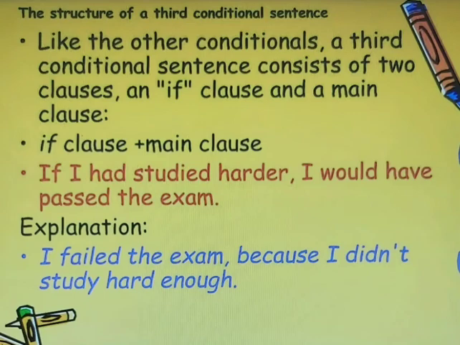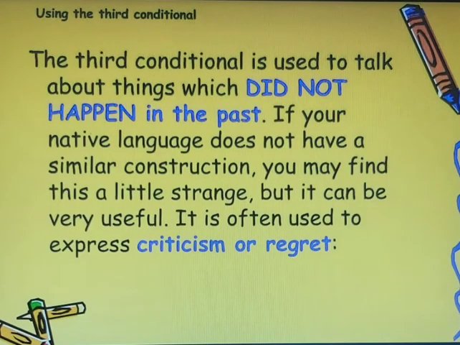For example, if I had studied harder, I would have passed the exam. Explanation: I failed the exam because I didn't study hard enough. The third conditional is used to talk about things which did not happen in the past.